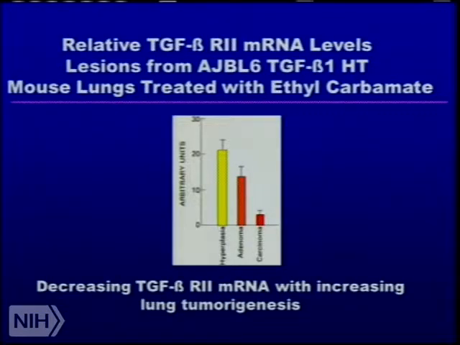We also looked at the relative levels of type 2 receptor mRNA in the lesions from the TGF-beta1 heterozygous mouse lung that had been treated with the carcinogen ethyl carbamate. And we were able to see decreasing levels of the type 2 receptor mRNA with increasing lung tumorigenesis, as tumorigenesis proceeded from hyperplasia to adenoma and then to carcinoma.